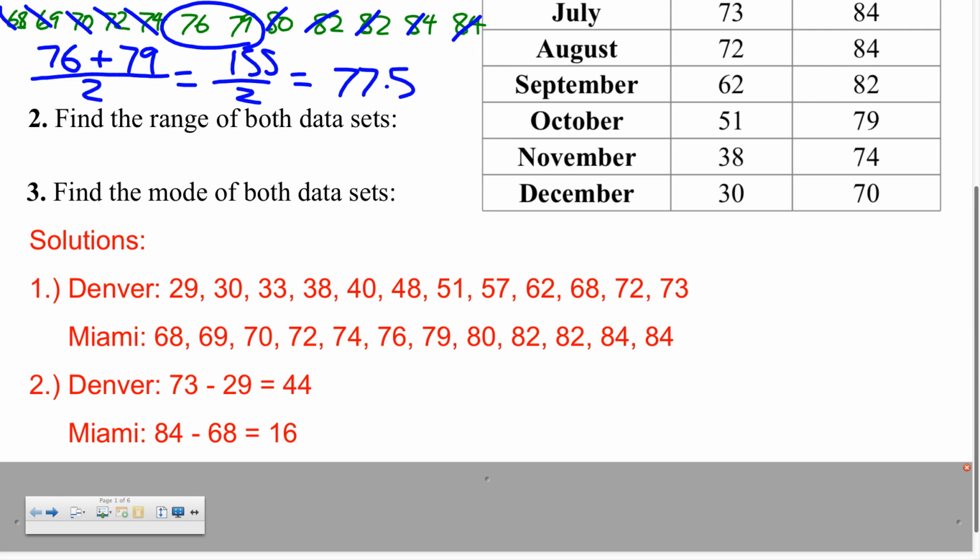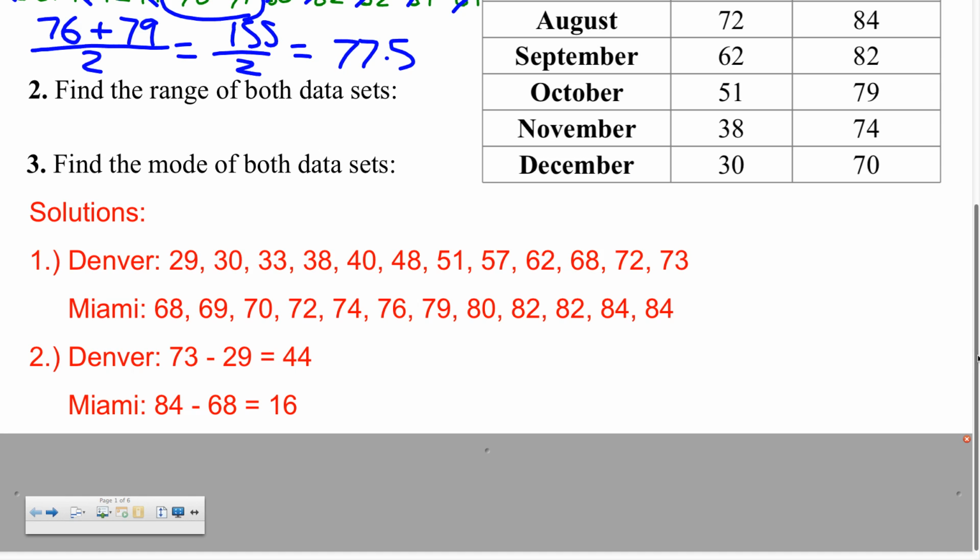Okay, and then the last question, who could answer the mode? Who can tell me about mode? Fatima. For Denver, what's the mode for Denver? There's no mode. Why is there no mode? None of the numbers repeat. And what about Miami? Who's got the mode for Miami? Somebody I haven't heard from yet. What's your name, young man? Ola. 84 and 82, correct.